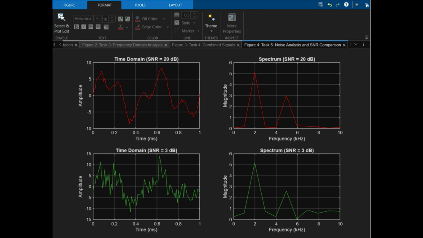This completes our walkthrough, demonstrating how MATLAB serves as an invaluable tool for analyzing and troubleshooting communication signals in both clean and noisy environments.